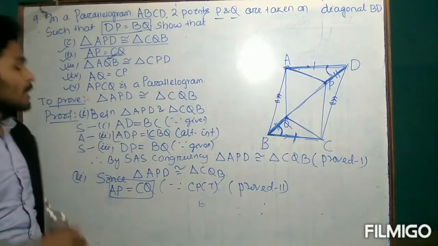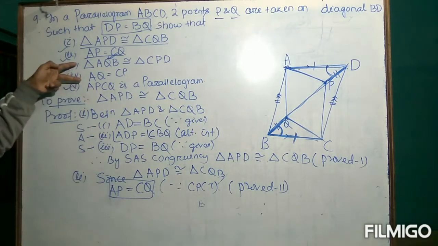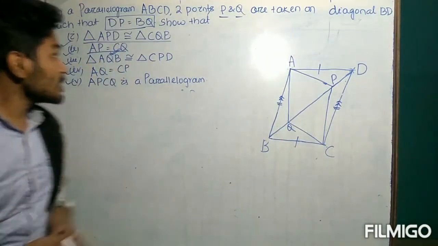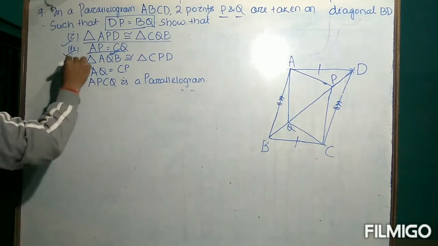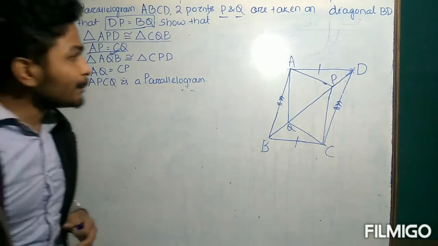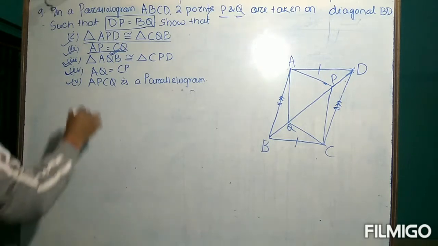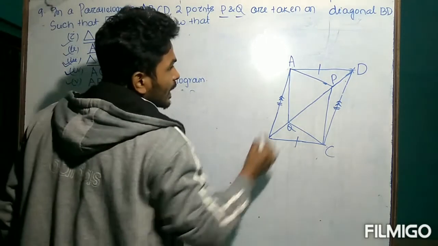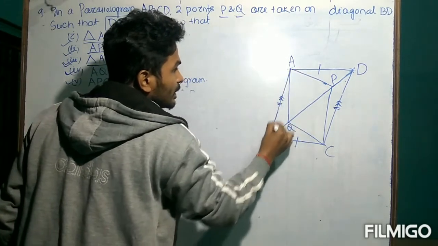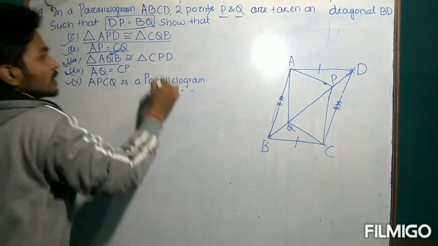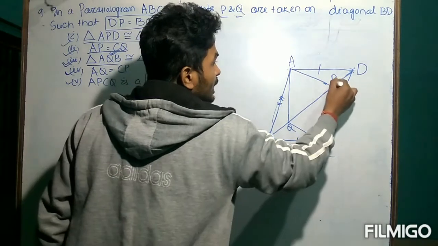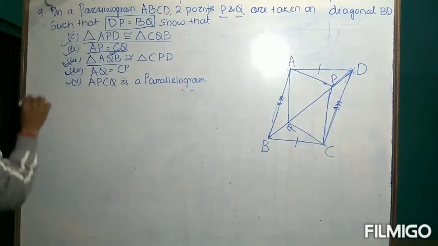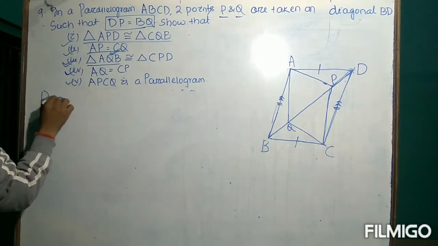Okay. So on the next page we will prove the remaining 3 statements. Now let us understand the third and the fourth statement. In the third statement we have to prove that the triangle AQB is congruent to the triangle CPD. These two triangles are congruent, we have to prove. So let us prove.